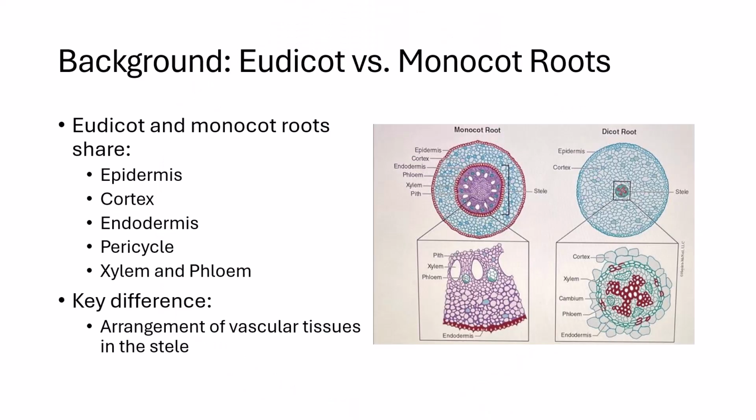Eudicot roots share many of the same tissues you saw in monocot roots: an epidermis on the outside, a cortex, an endodermis, a pericycle, and vascular tissues made of xylem and phloem. The big difference isn't what tissues are present, but how they're arranged, especially in the vascular cylinder or stele. That arrangement is what you'll focus on in this activity.